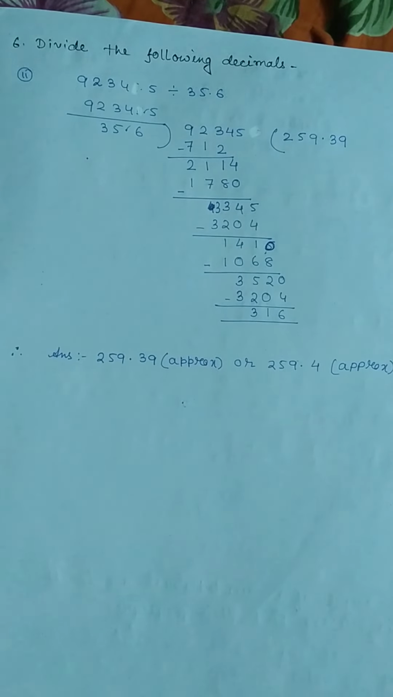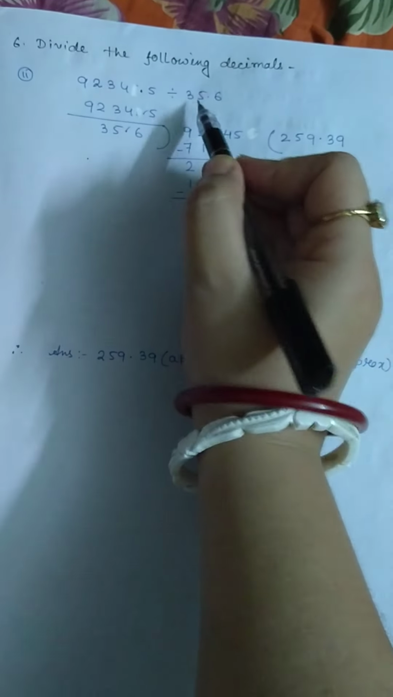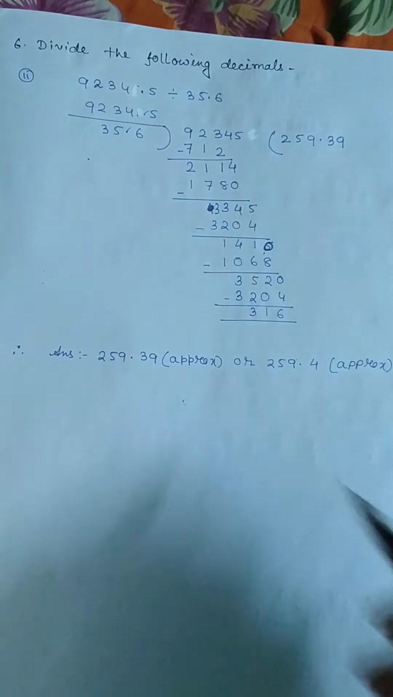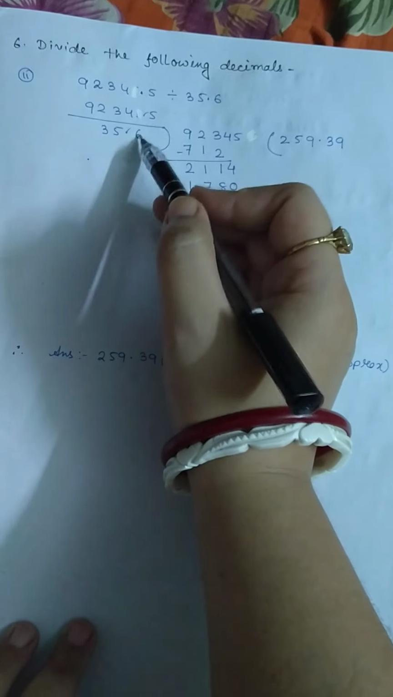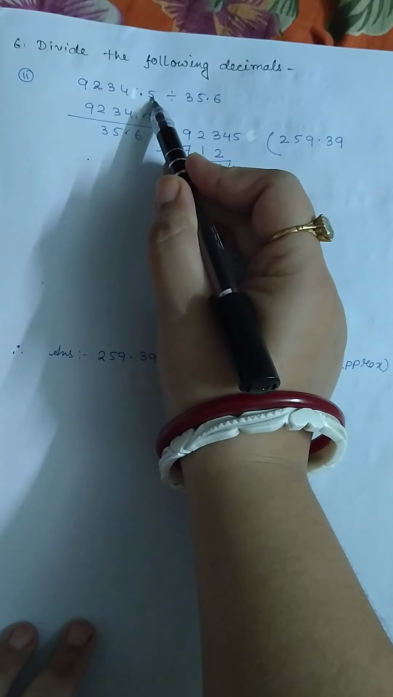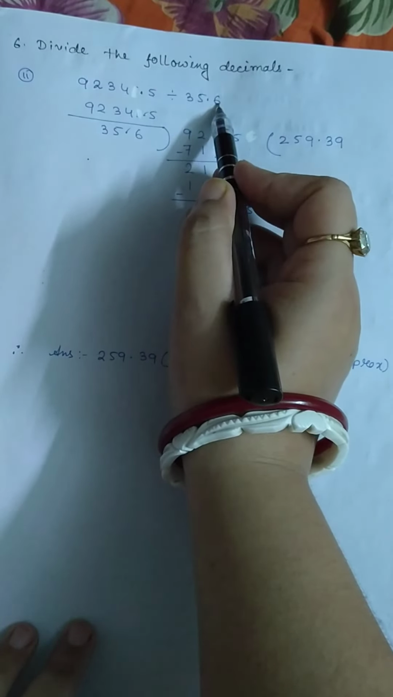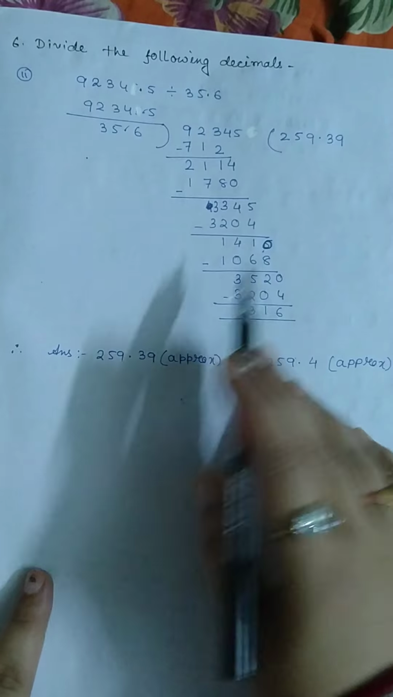Next, question number 6. Two I have done, division. What you have to do is see, here one decimal place is given, here also one decimal place is given. Now see, these are like decimals. Why? Because after the decimal point there is one digit here and also one digit here. So you can omit the point, which means you can cut the point. Now what we will get is 9 2 3 4 5. Normal division you have to do.